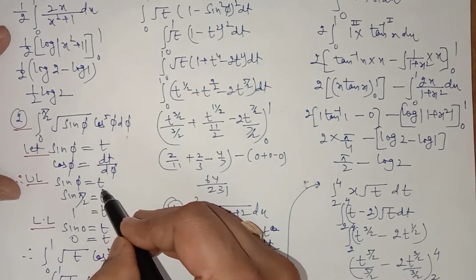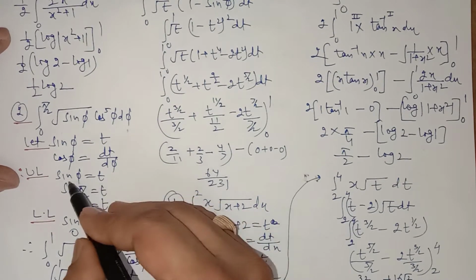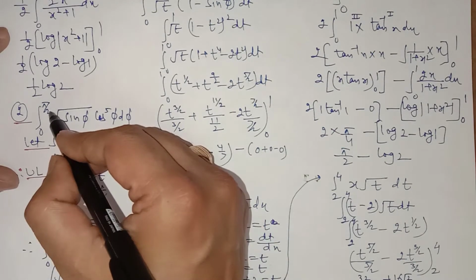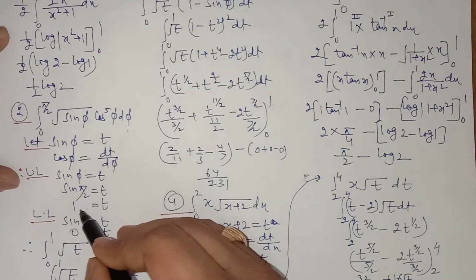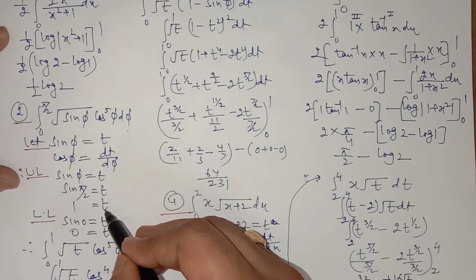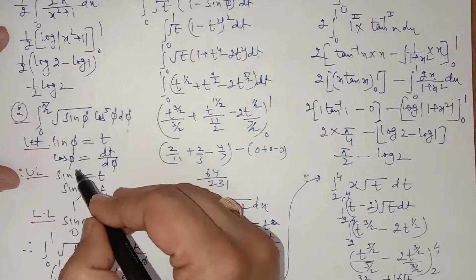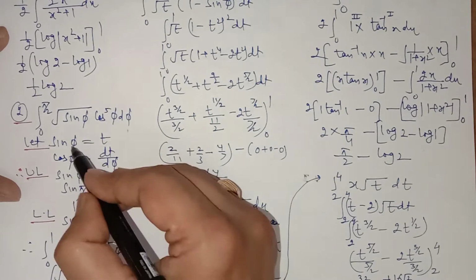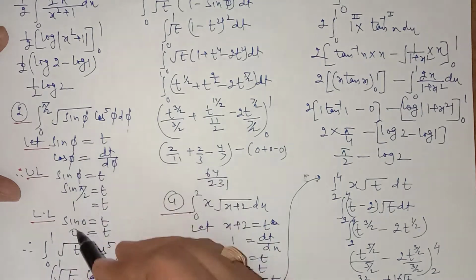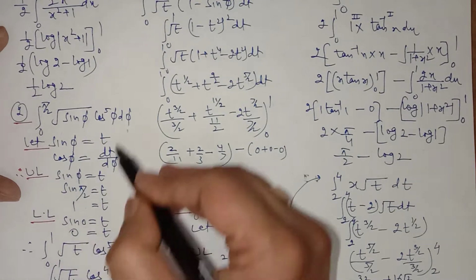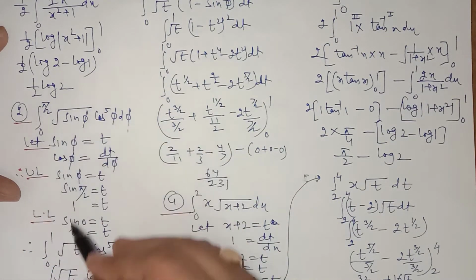I just explained to you how to change the lower limit and upper limit when you are doing integration by substitution. We have let sine phi is equal to t, and the upper limit is pi by 2, so replace phi with pi by 2, so it will be equal to sine pi by 2, which is 1. So the upper limit in terms of t will be 1, and the lower limit is 0. Replace phi by 0 in the substitution, that is t will be sine 0, which is equal to 0. So in terms of t, the lower limit is 0 and upper limit is 1.